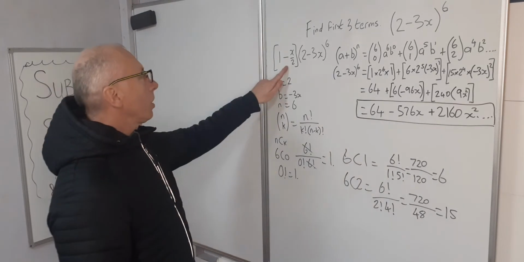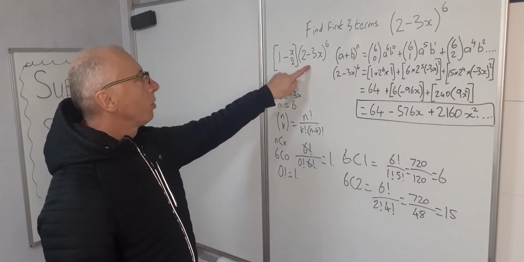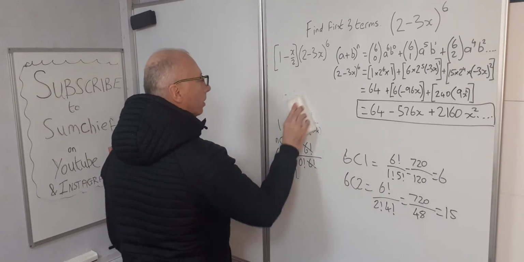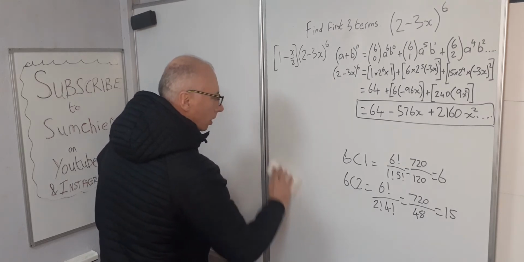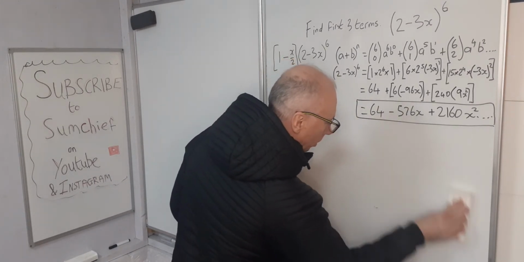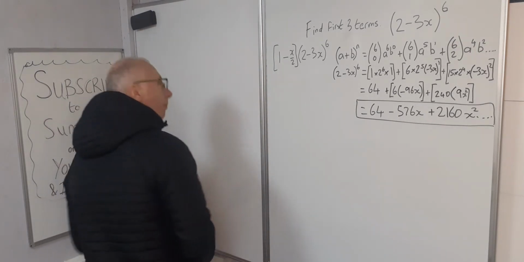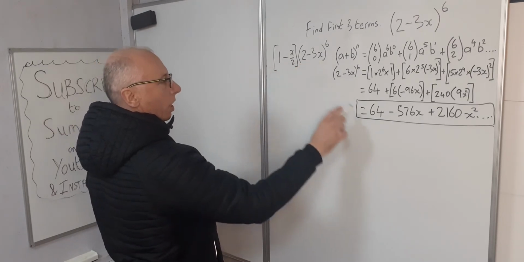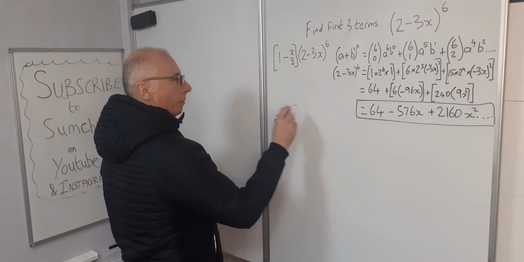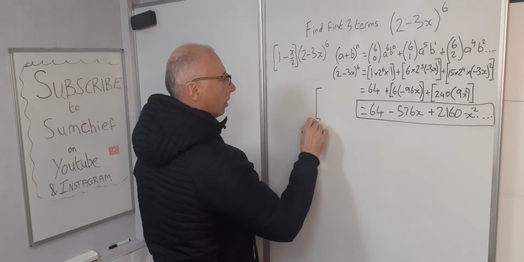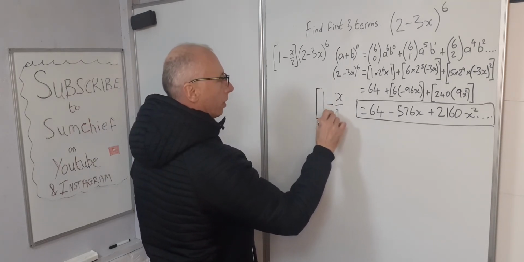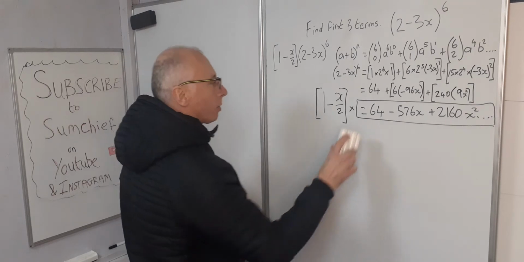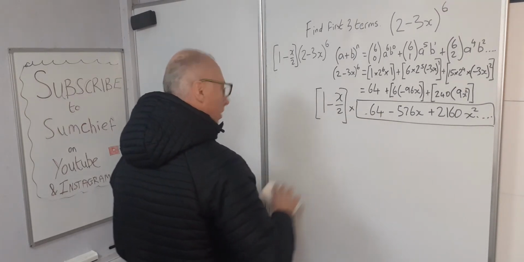And now we want this one here. So 1 minus x over 2, and 2 minus 3x to the 6. So I'm just going to take this off now, give us a bit of space to work in. Now what we want to do for the first three terms is just do 1 minus x over 2 times this. So let's bring this down here. We just take that equal sign out of there as well. That'll make things a bit more straightforward.